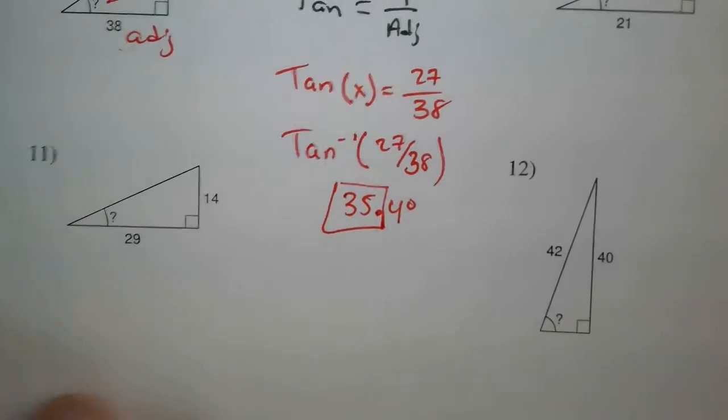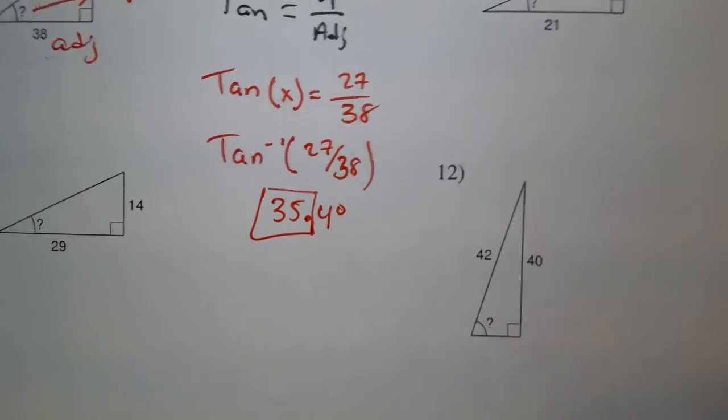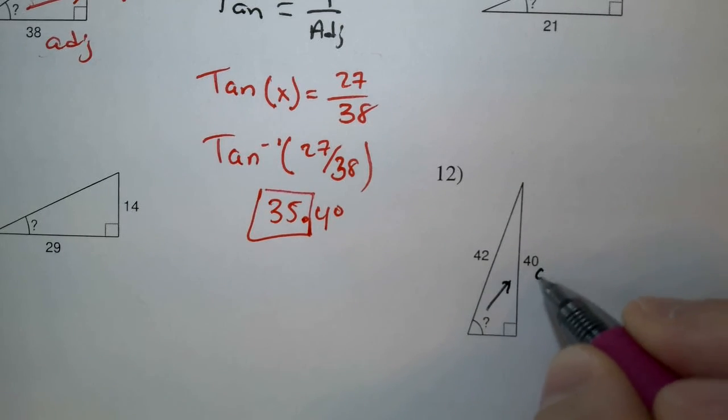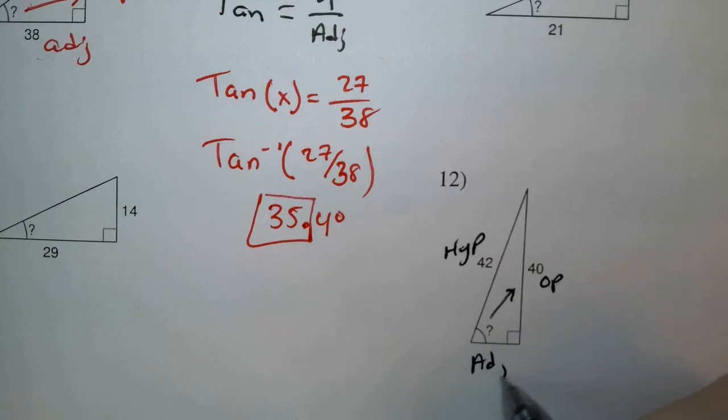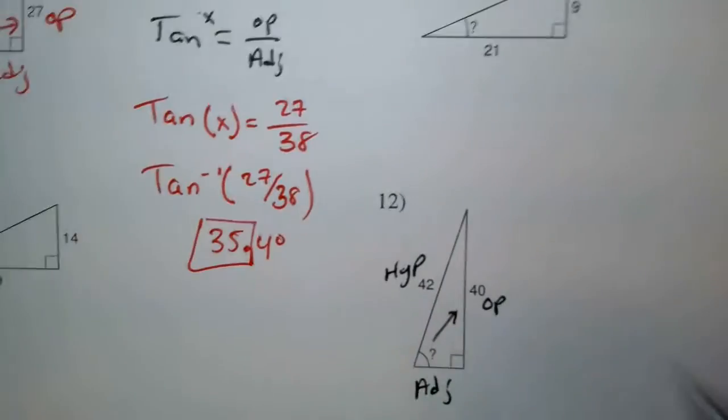All right, let's do another one. Let's do number 12. I got a lot of space for number 12. You got your opposite side here. You got your hypotenuse here. You got your adjacent there. You have to look at SOH CAH TOA.